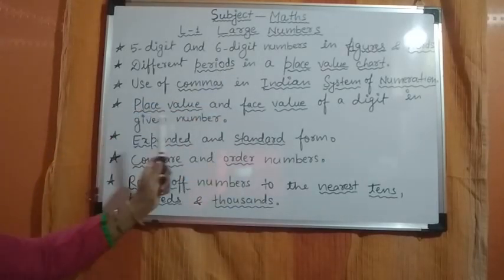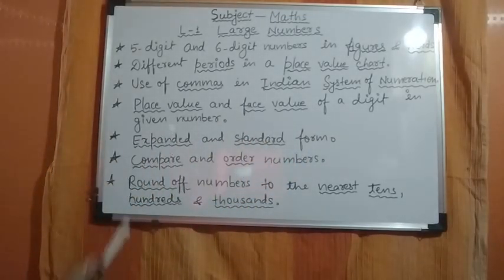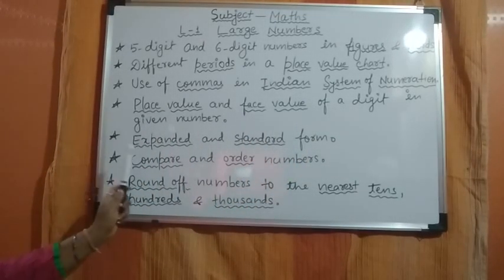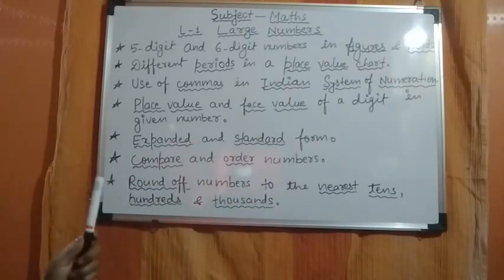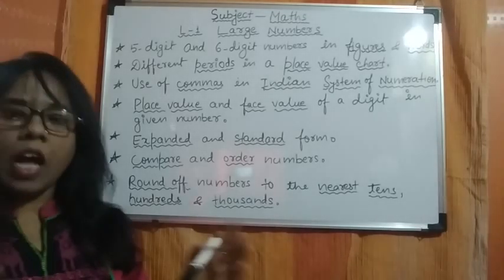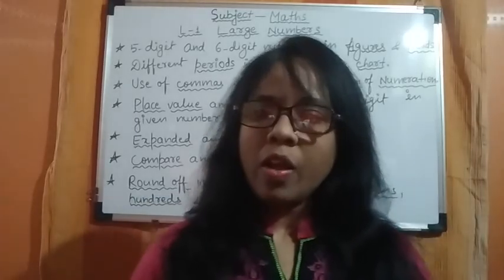Next one, place value and face value of a digit in a given number. Fifth one, expanded and standard form. Next one, compare and order numbers. And the last one, round off numbers to the nearest tens, hundreds and thousands. We will know about each point one by one.